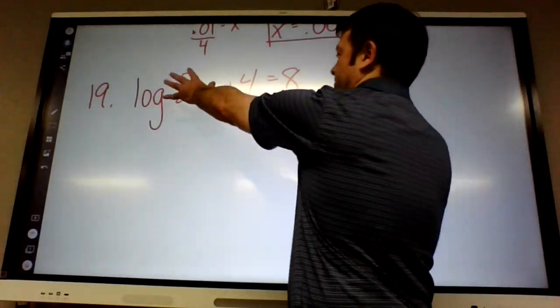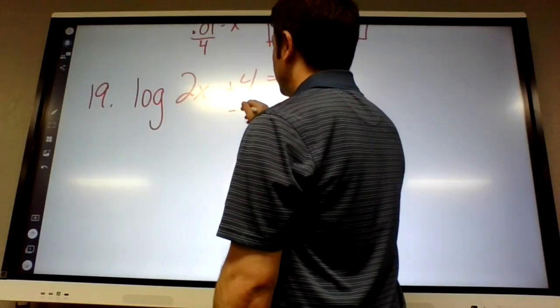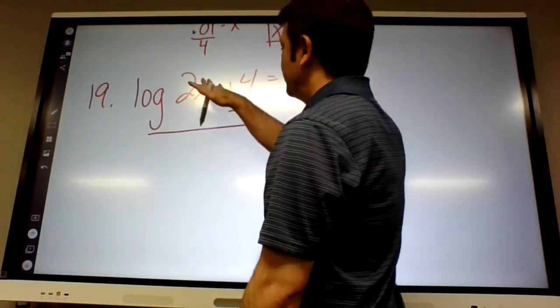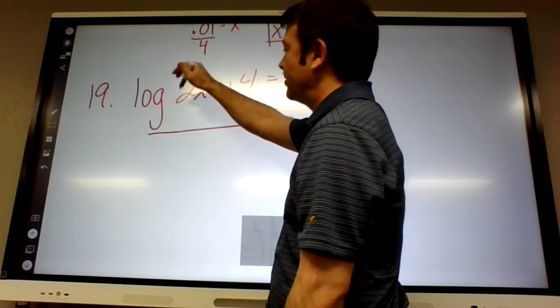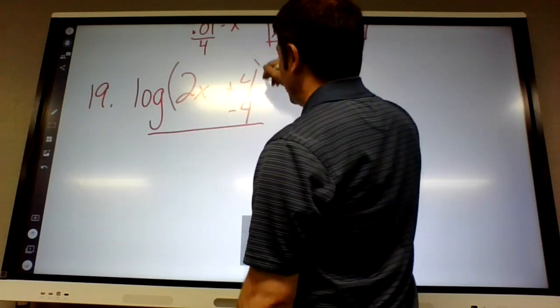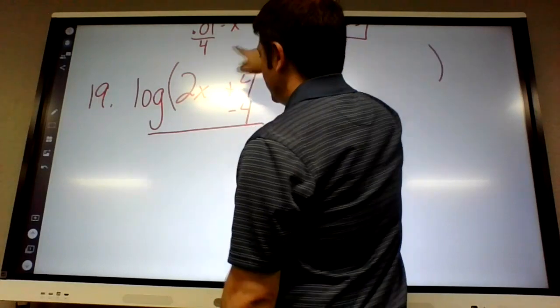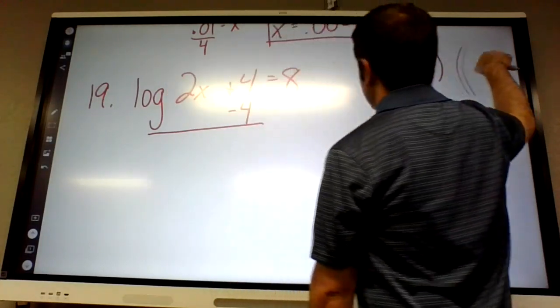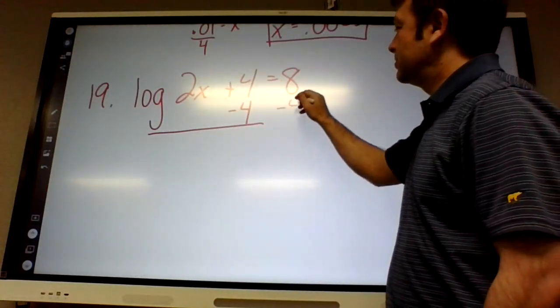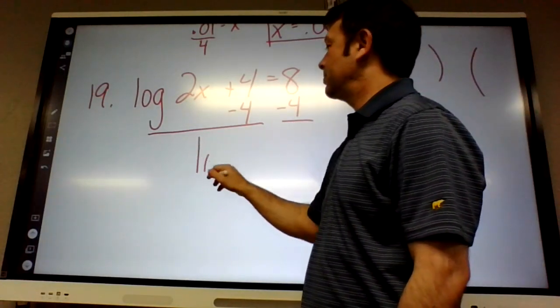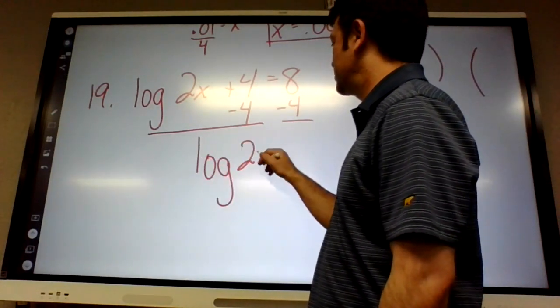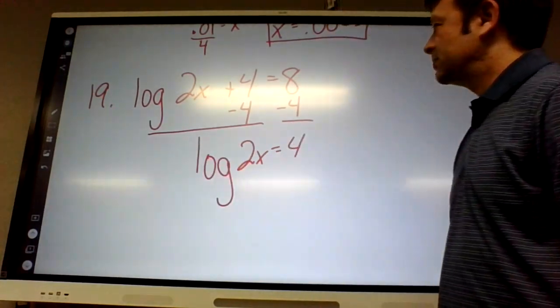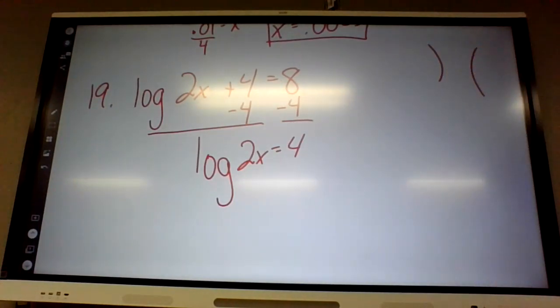We want to get this log by itself. So yeah, subtract the 4. That'll clean it up. This plus 4 is not in the log. If it was, they would have had to do parentheses. So it is free to get rid of it. So log of 2x equals 4.